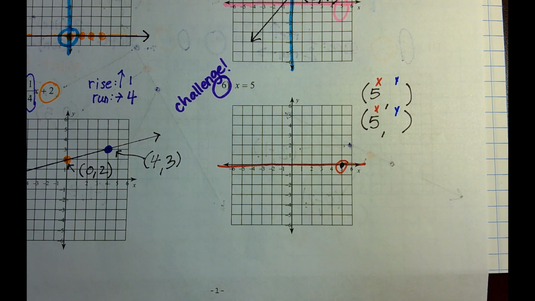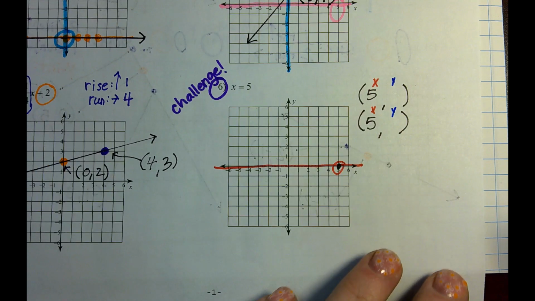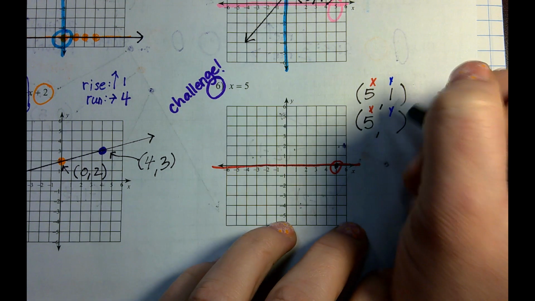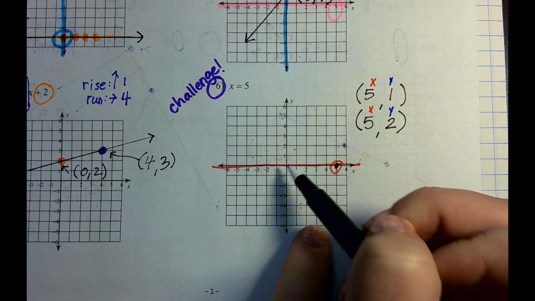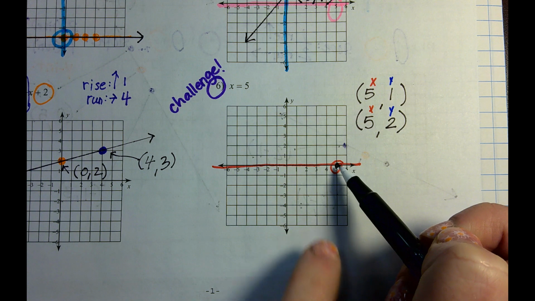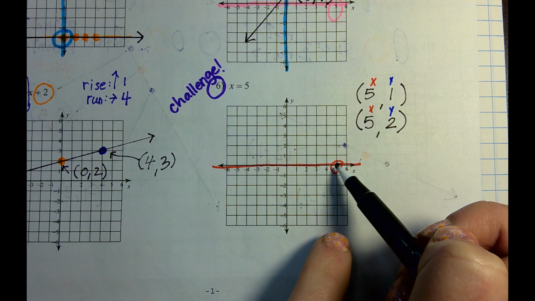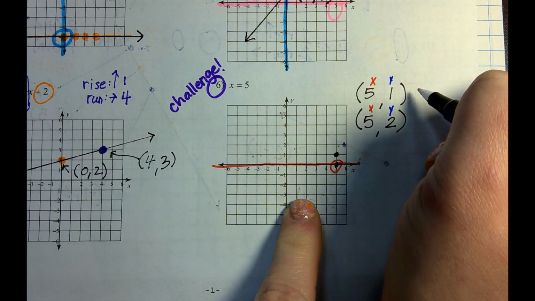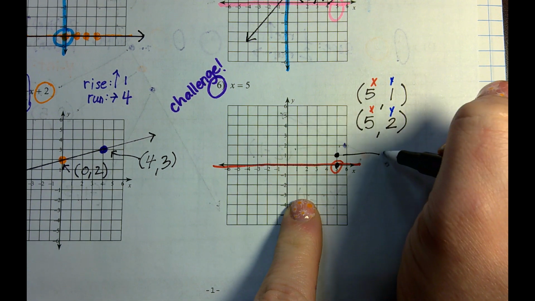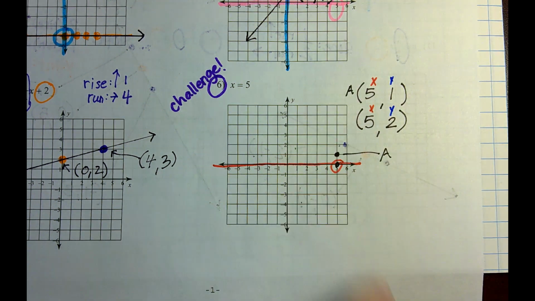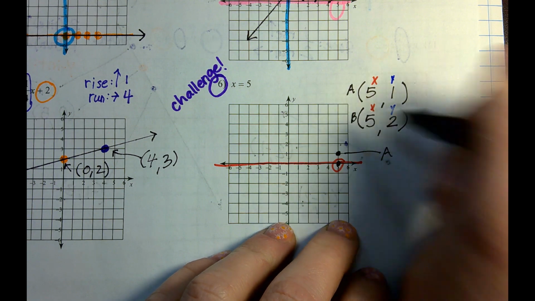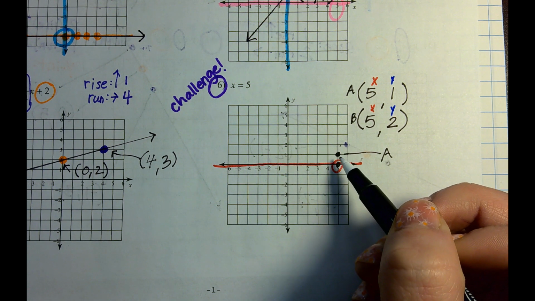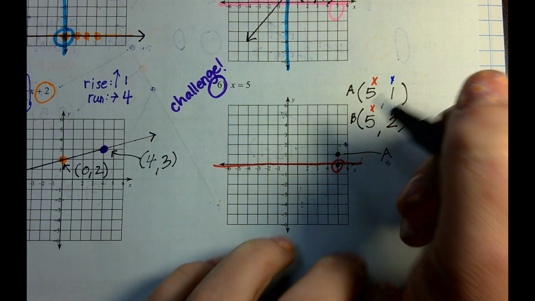Okay? So give me some numbers for y. 1. What else? 2. That works. Okay, so x is 5, so we're always going to be going over 5. If y is 1, we'll go up 1. So let's say this point is A, 5, 1. We'll call 5, 2 B. Where would 5, 2 be? Just up 1 more. Good.